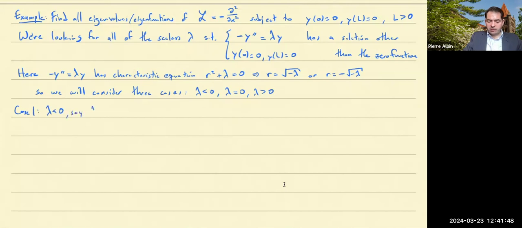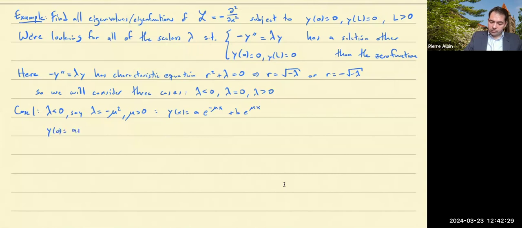So let's say that lambda is equal to minus mu squared with mu a positive number, right? So then that would make these r's equal to plus or minus mu. So here y would be a linear combination of e to the minus mu x and e to the mu x. Right, then we need to impose our boundary conditions.